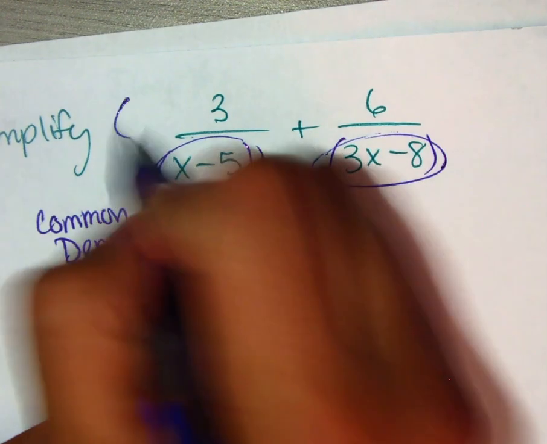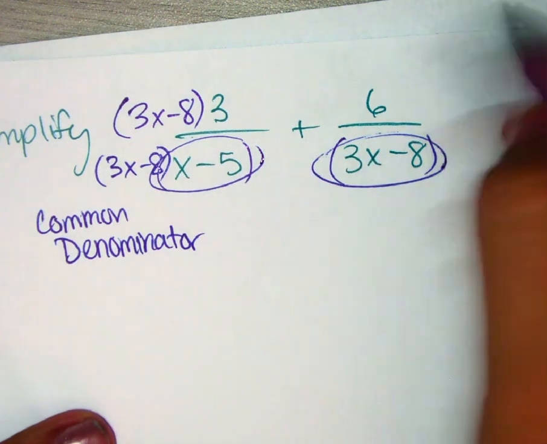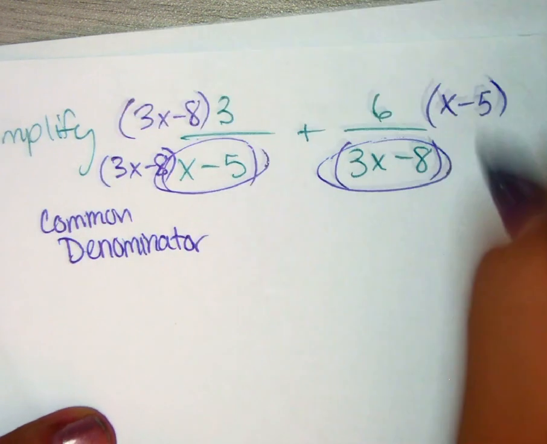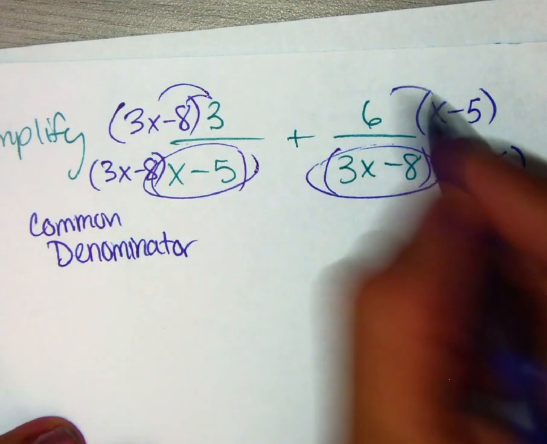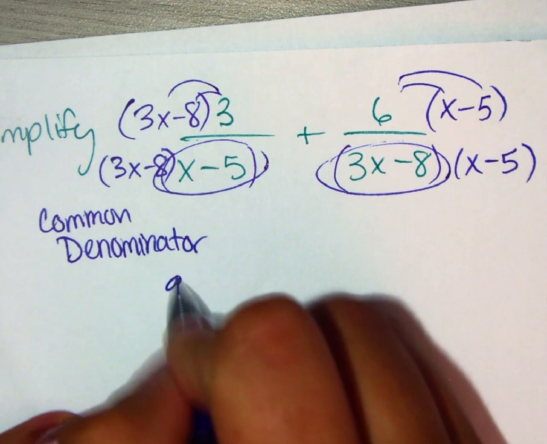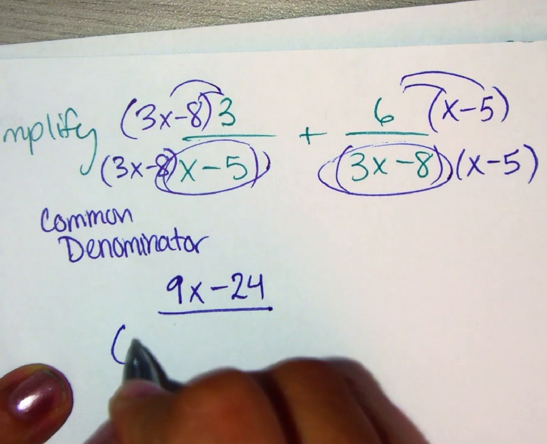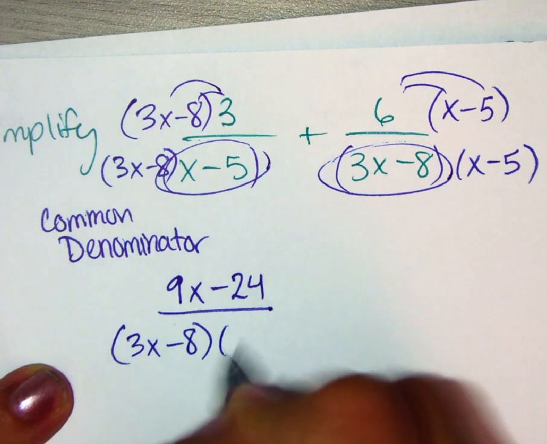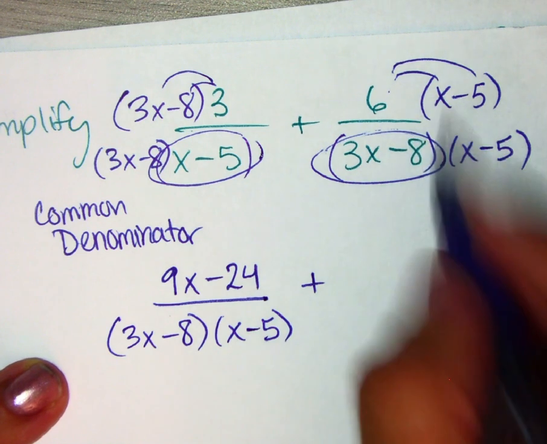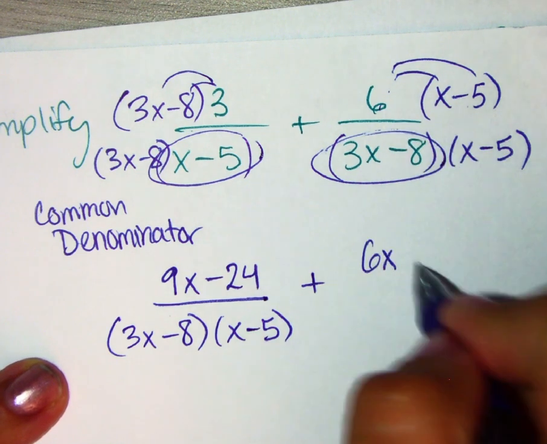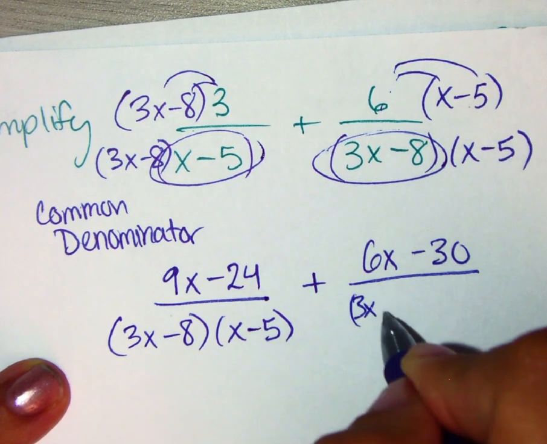So what you're going to do is multiply the numerator and denominator times that factor, and then this one times the other factor. Then we rewrite our answers after we multiply these. So 3 times 3x is 9x, and 3 times negative 8 is negative 24. That is going to be over the factors of 3x minus 8 times x minus 5. You're going to be adding this to the multiplication of 6 times x, which is 6x, and 6 times negative 5, which is negative 30. And then the denominators are the same.